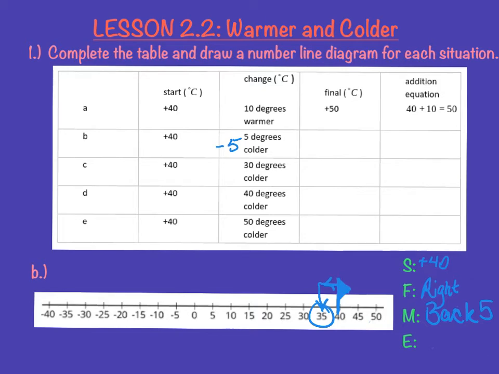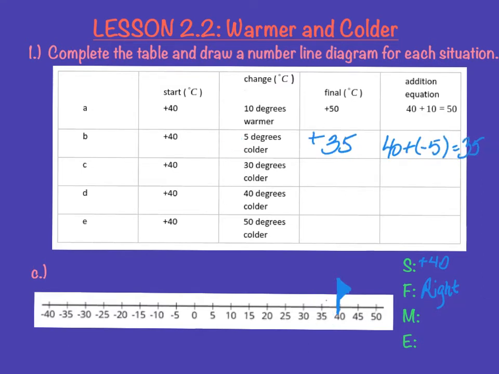I'm going to write my equation. Where did I start? I forgot to write down here. I end at positive 35. Okay, so my addition equation, I start at 40. I'm adding. What am I adding to it? I'm adding negative 5. And I've landed at positive 35. So the final answer here is positive 35.